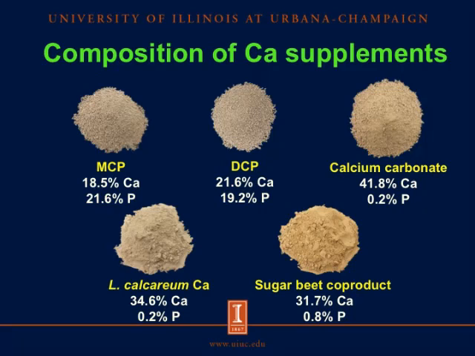This is the calcium and phosphorus composition of the calcium supplements, and as you can see, MCP and DCP have a substantial amount of calcium and phosphorus. Calcium carbonate, L-calcareum calcium, and sugar beet coproduct have relatively high calcium concentration but relatively low phosphorus concentration.